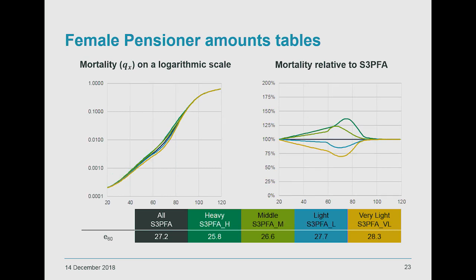Females is a similar story, although the tables are a bit more complex. We use slightly more complex formulas to fit the data. As we talked about before, the amounts effect for females is slightly less pronounced, so there we only see about a year life expectancy difference between heavy to medium and medium to light.